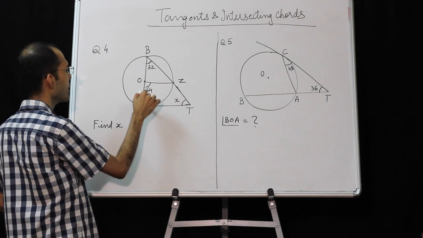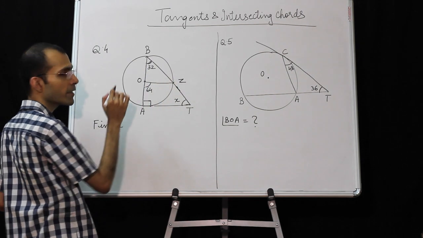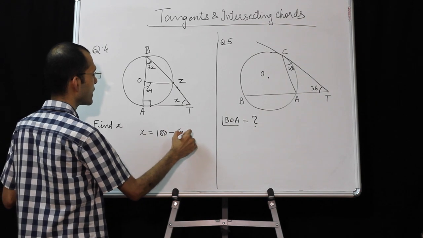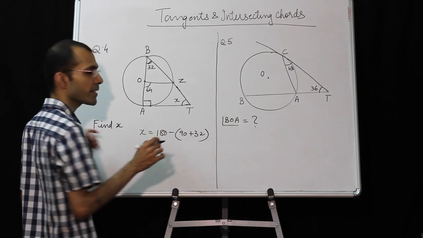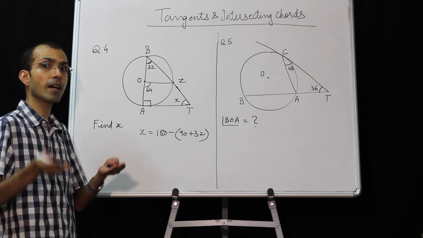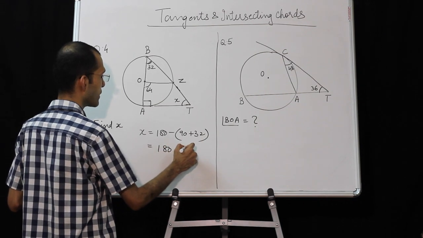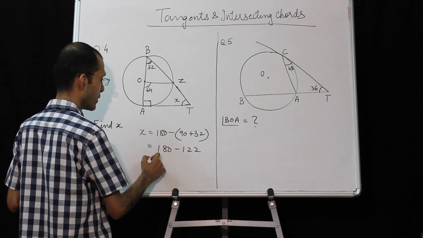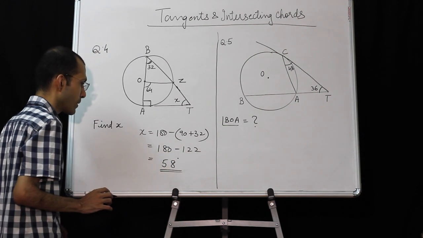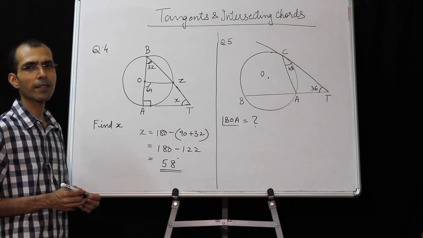Now consider triangle BAT. This angle is 90. This is 32. How do we find X? 180 minus (90 plus 32). So never forget basic geometry. It will enter anywhere in these sums. In fact, sometimes the sum may start with basic geometry. So 180 minus 122, that is 58. Correct? Have I subtracted correctly? Yes.